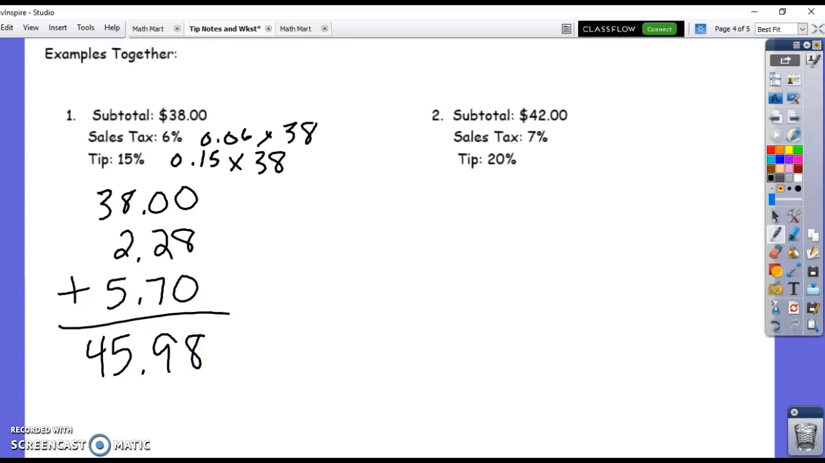Okay? So on number 2, go ahead and try it. Stop the video. Try to work out number 2 the same way. And then when you think you have it, turn the video back on and check yourself.